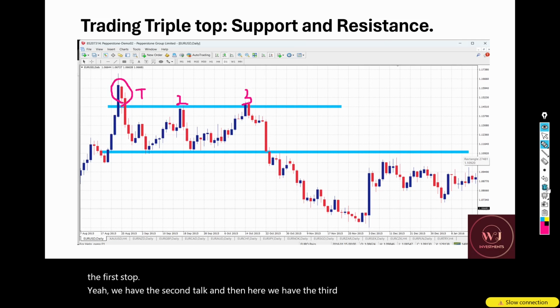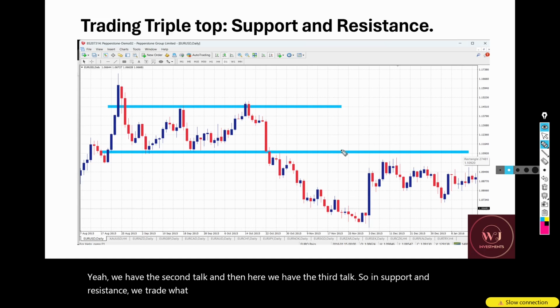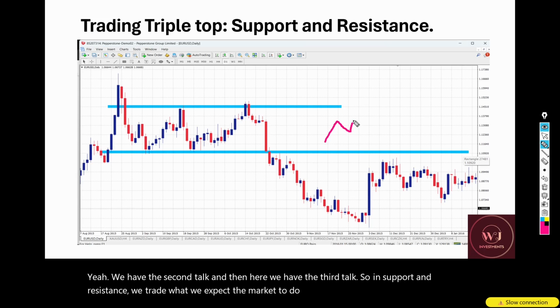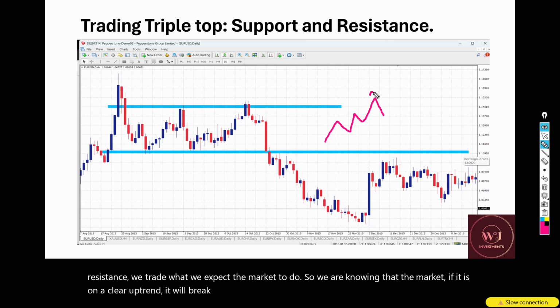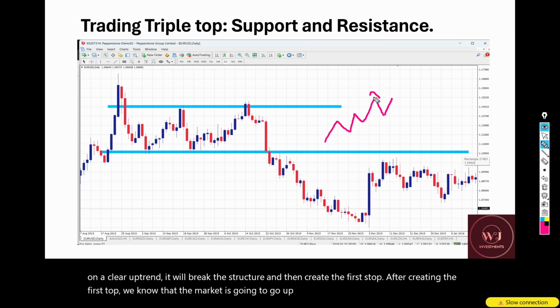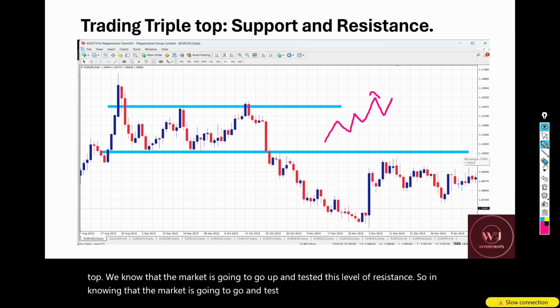So in support and resistance, we trade what we expect the market to do. So we know that the market, if it is in a clear uptrend, will break the structure and then create the first top. After creating the first top, we know that the market is going to go up and test this level of resistance. So in knowing that the market is going to go and test this level of resistance, that is when we make our trade.